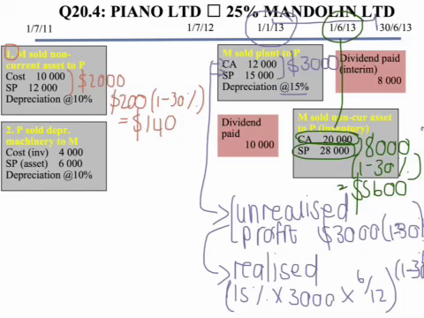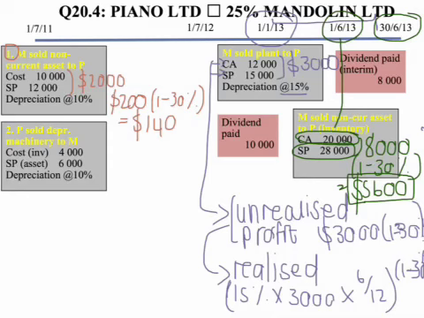Piano regarded the item as inventory and still had the item on hand at the end of the financial year. So at the end of the financial year, this profit has not yet been realized. Only when this non-current asset is sold to an external party in the following year will we realize that profit. So we have to reduce the profit of the associate with this amount.